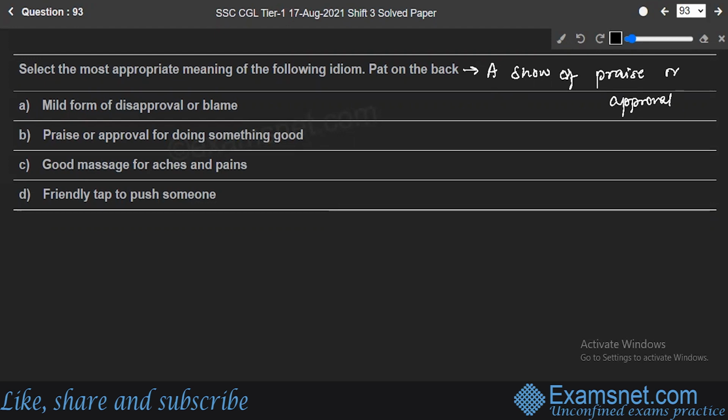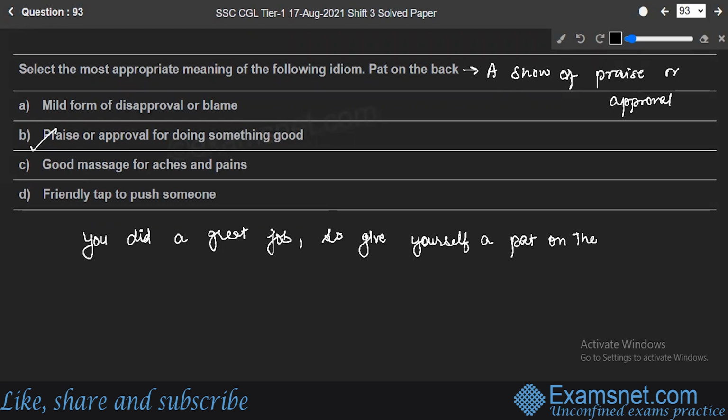Okay, so the given idiom means praise or approval for doing something good. Let's write down a sentence so that we can be more clear of our answer. You did a great job, so give yourself a pat on the back. Right? Hope you are clear with this. Now let's move to the next question, 94.